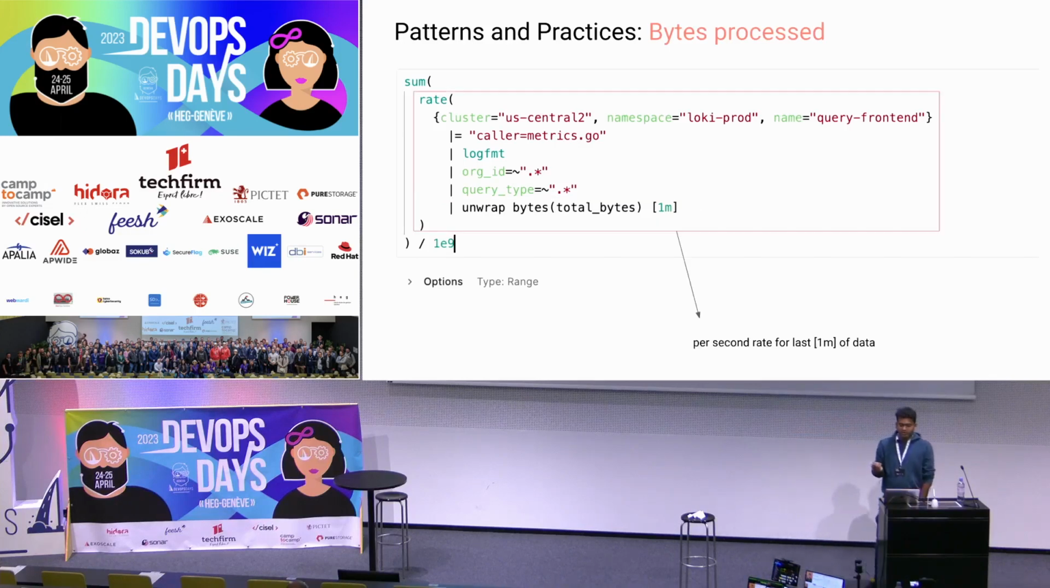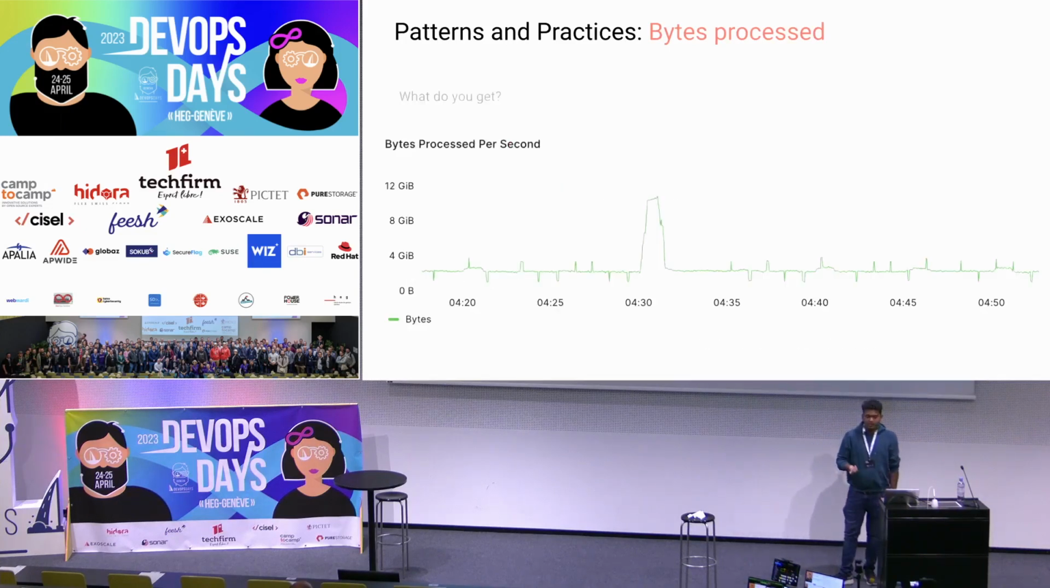So basically what this query will give you is a per-second rate for the last 1 minute of data. It will tell you how many bytes are being touched by this query, how much data has been processed by these queries for this period of time. With this LogQL, you will get a graph like this, basically. For this one instance of Loki, this gives you how much data is being processed by this Loki instance.